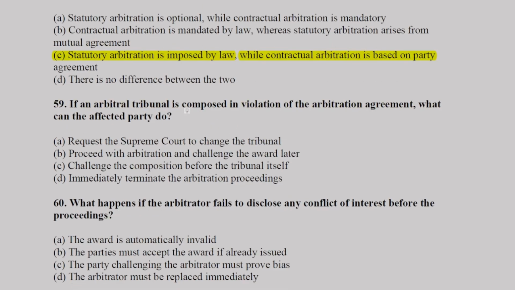If an arbitral tribunal is composed in violation of the arbitration agreement, what can the affected party do? Request the Supreme Court to change the tribunal. No. Proceed with the arbitration and challenge the award later. Yes. Challenge the composition before the tribunal itself. No. Immediately terminate the arbitration. No. So the answer should be B.